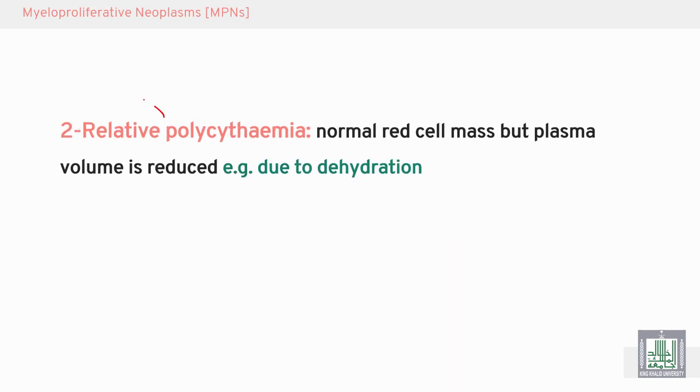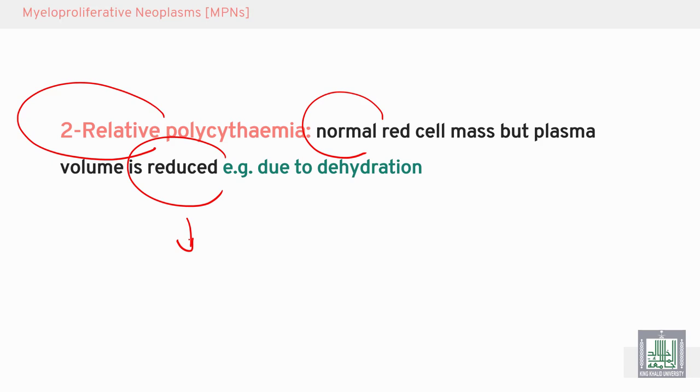Relative: normal red cell mass, but plasma volume decreased due to dehydration.